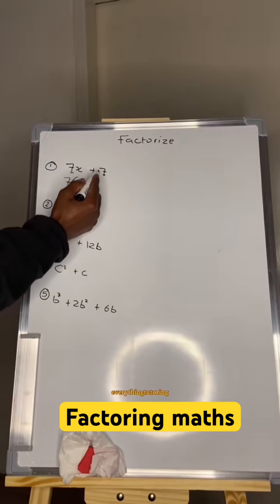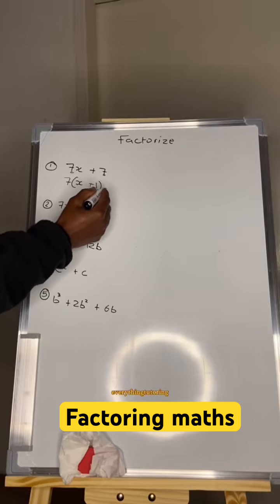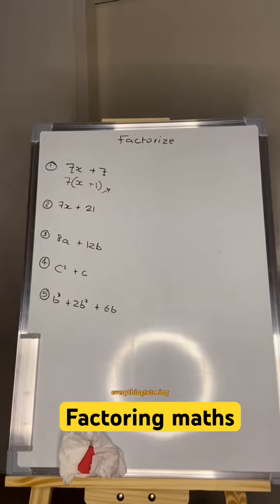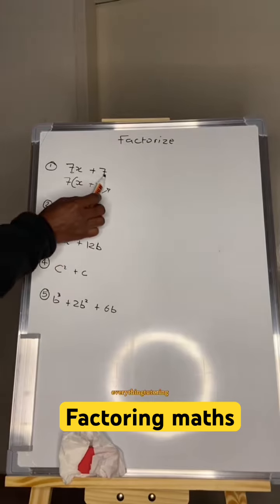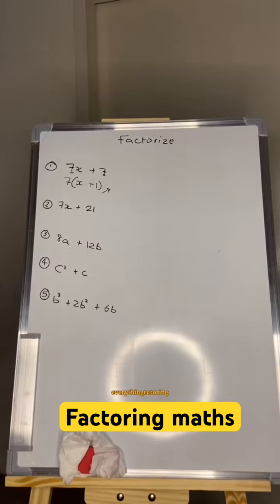Now, next to any number, guys, there is always an invisible 1. So that 1 will be left, okay? That is exactly your answer there. That is when you can see a number that is a common factor.